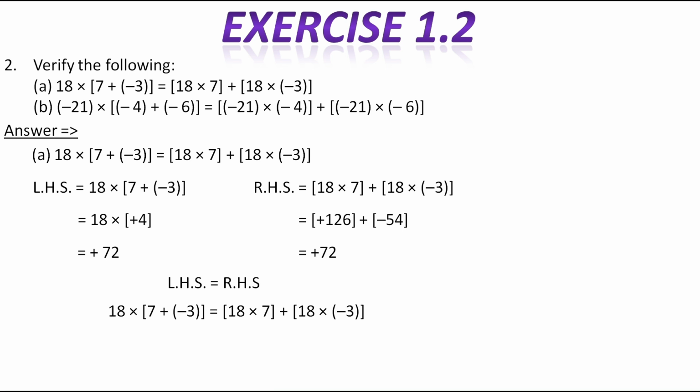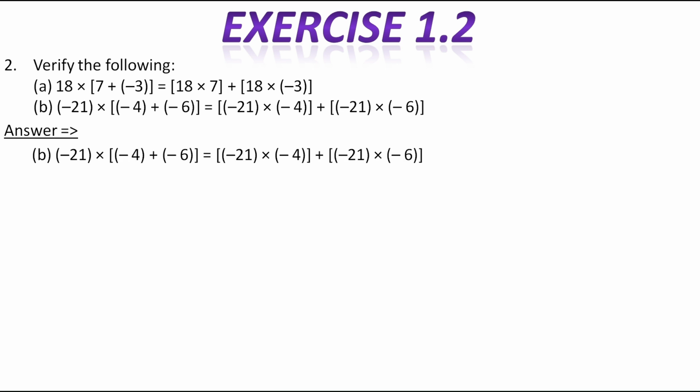Now we will verify the second equation, that is, in the bracket minus 21 into, in the square bracket, there is again two brackets which we have to add. So first we will take the LHS part. Now as per the BODMAS rule, we are going to solve the bracket. So minus 21 will remain as it is, and here both of them have the same sign, so we have to add. 4 plus 6 is 10 with minus sign because the bigger number has the minus sign.